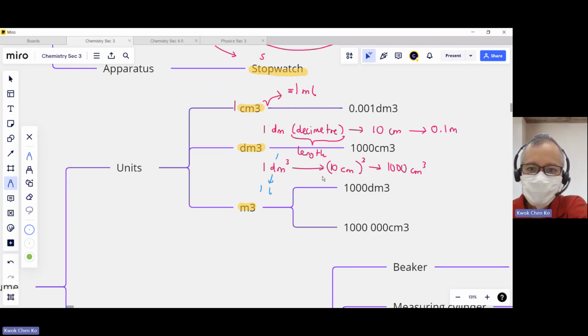Now, I can also write further. Remember, 1 dm is 0.1 meter. So 1 dm cube is 0.1 meter, cubing the whole quantity, the whole value and the units. So that would be 0.001 cubic meter.